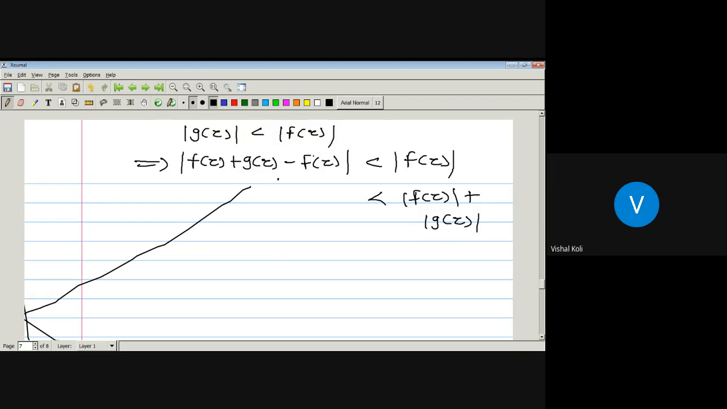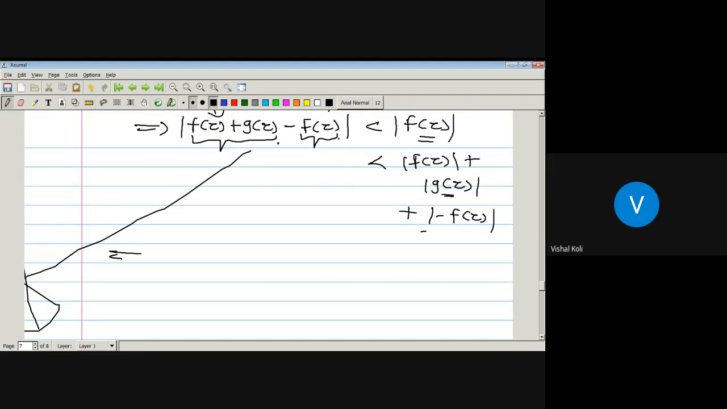So here we get modulus of f of z plus g of z minus f of z will be less than modulus of f of z plus g of z, which is, let us take this one as some function f and this as function g. Modulus of f of z plus modulus of g of z plus modulus of minus f of z. Modulus of g of z is strictly less than modulus of f of z. Modulus of f of z plus g of z minus f of z is just an arrangement of this one. As it is strictly less than this quantity, then it must be strictly less than this one plus this one, since these are all positive quantities.